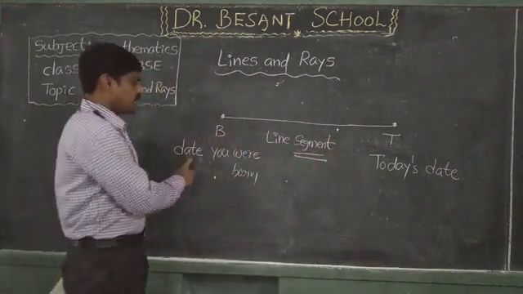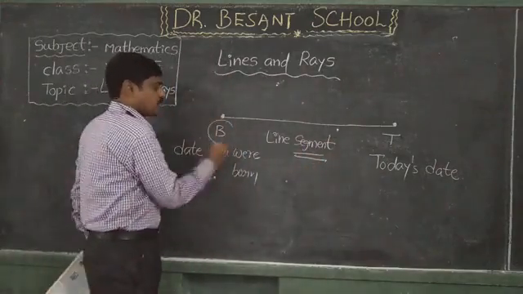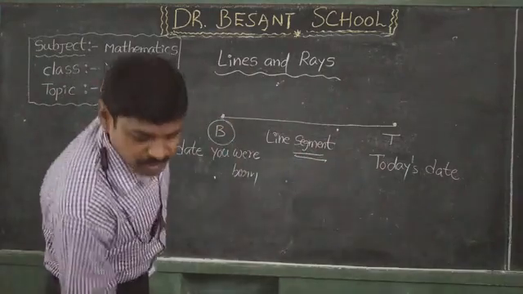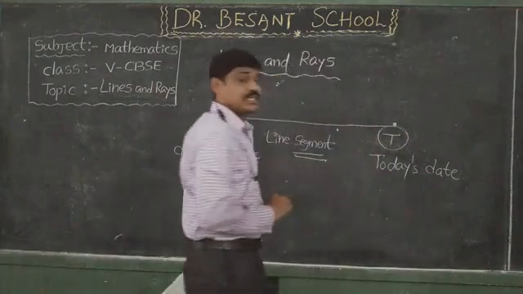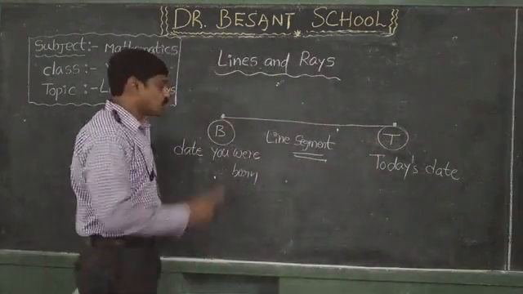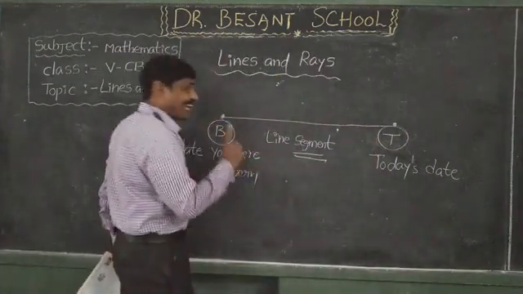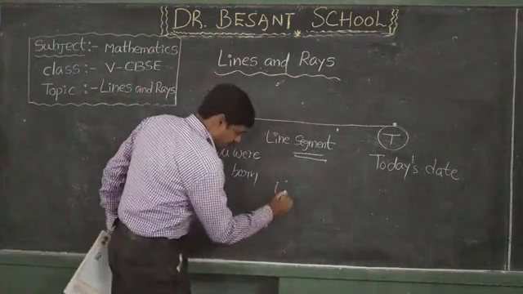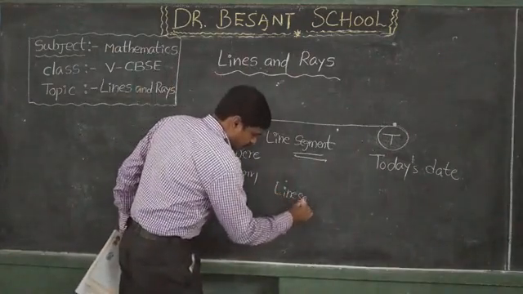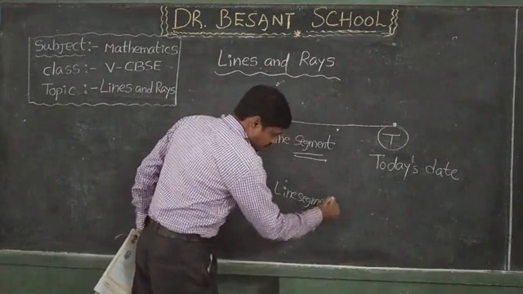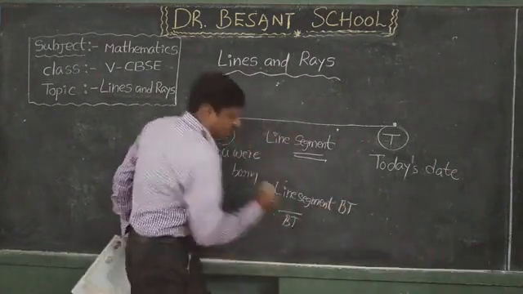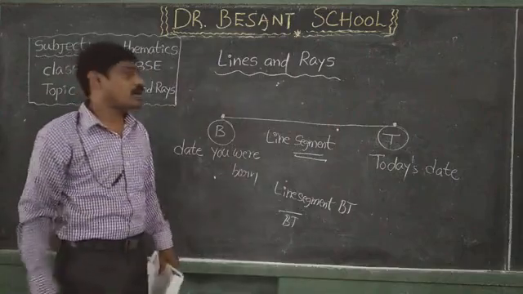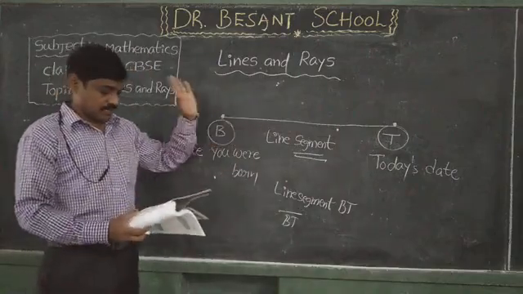One is the date you were born, that is B. Another one is today's date, the point T. So what is the line segment? Line segment BT. That means BT bar. So this is the activity.